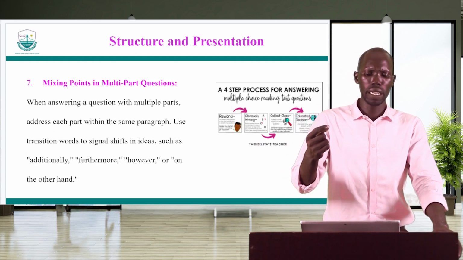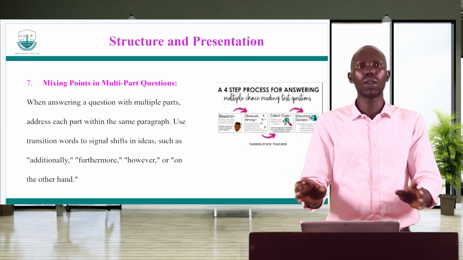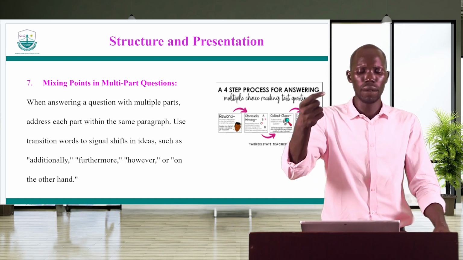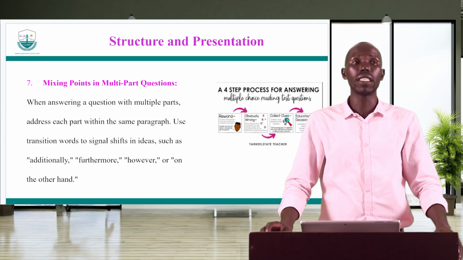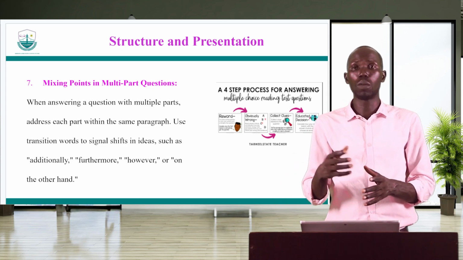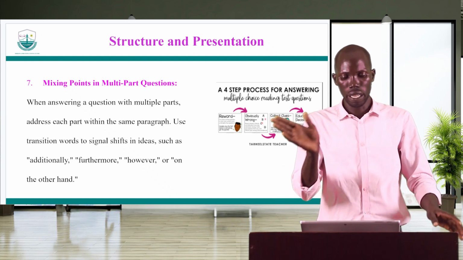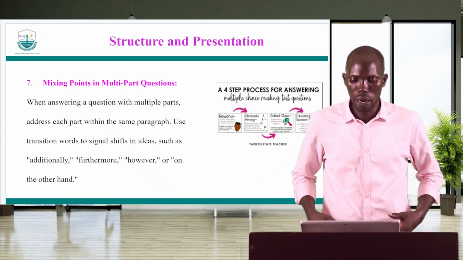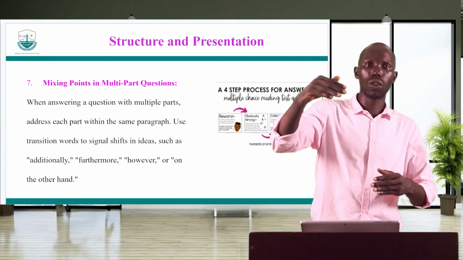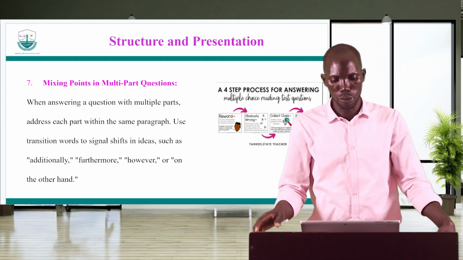And then mixing points in multi-part questions. If the question is two-sided, it may require you to start with advantages, and thereafter give the disadvantages. Don't just bring in an advantage and then a disadvantage again. It will be wrong. Start with one part, and if you're done with the advantages, then move to the other. If there are three parts, go from 1 to 2 to 3. That way, it will be good.